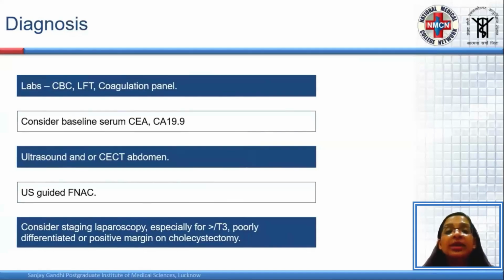So, how will we come to the diagnosis? First, we'll get routine parameters like CBC, LFT, RFT, coagulation profile. We will consider baseline serum CEA and CA 19-9, which help us know about the prognosis as well as how accurate the treatment we are able to provide is. Ultrasound or CECT and or CT abdomen, and ultrasound guided FNAC from GB mass. And we should consider staging laparoscopy, especially for greater than or equal to T3 tumors, poorly differentiated, or positive margin on cholecystectomy.